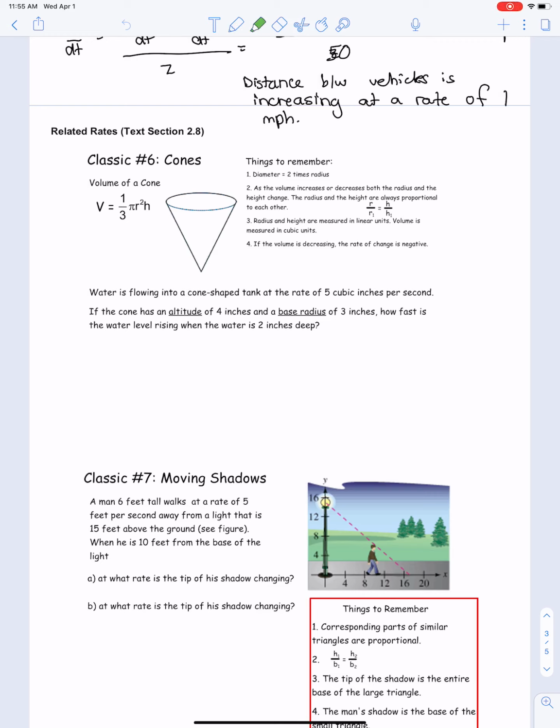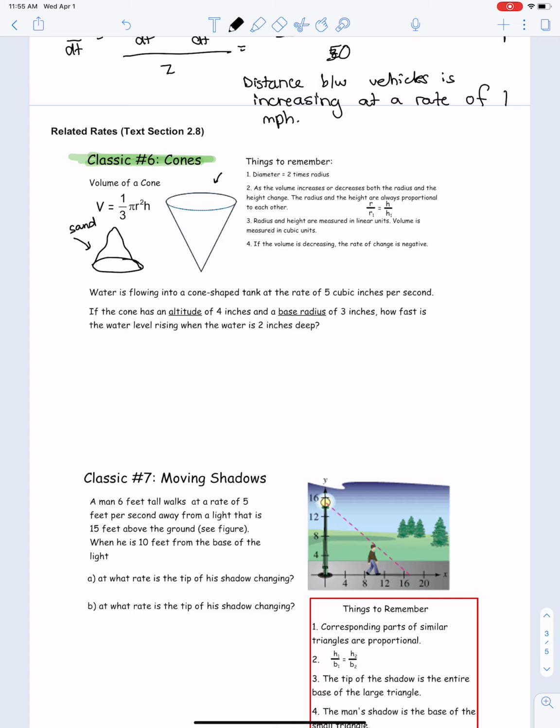So we're going to continue with classic example 6. This one is specifically dealing with cones. Sometimes you can have cones that are facing up, almost like the way you would eat an ice cream cone, and sometimes you'll get an inverted cone. Sometimes they'll talk about sand piling and sand being poured in a conical pile.